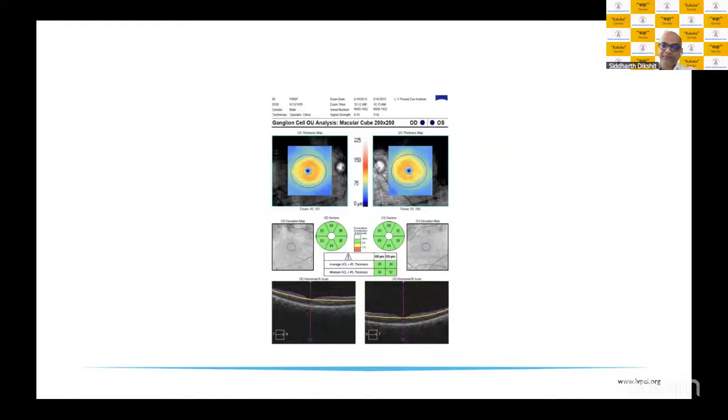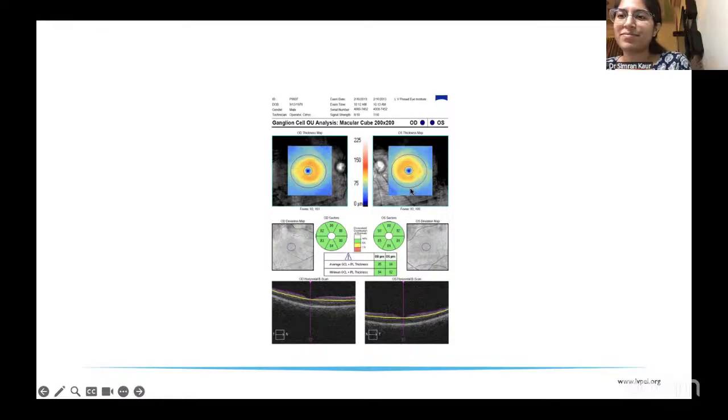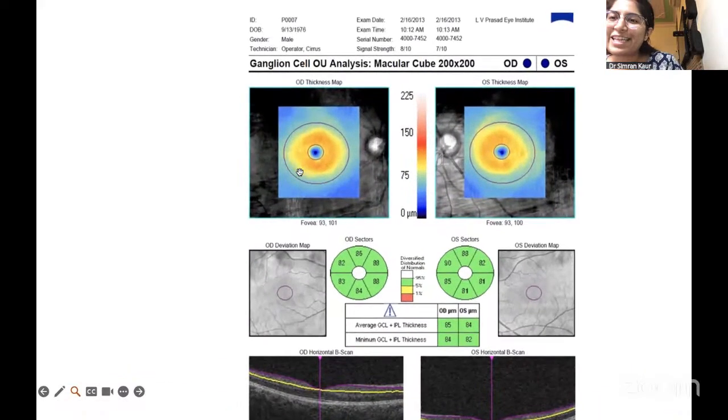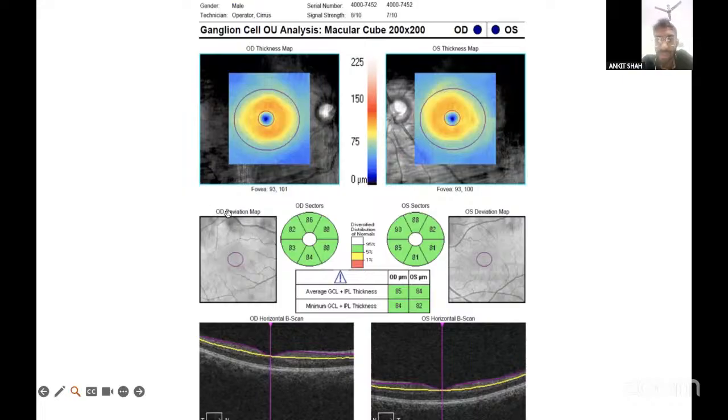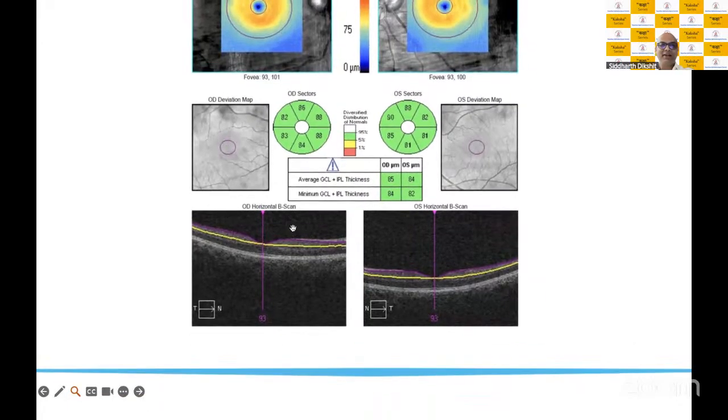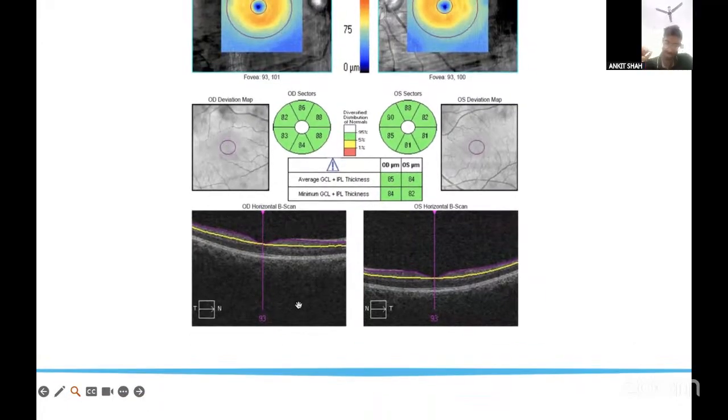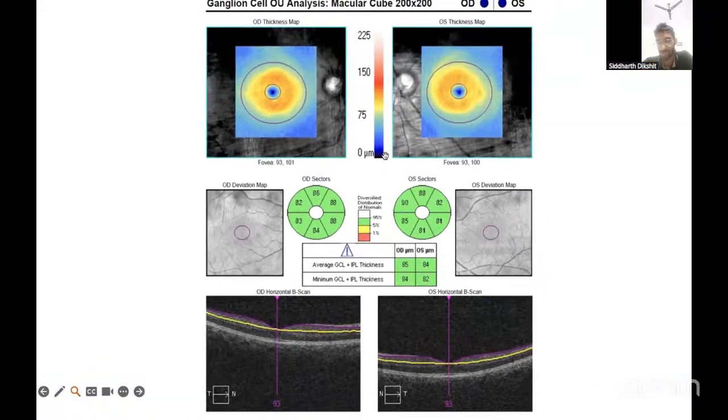Now, Simran, if you have listened to me, what is the first section on this GCA analysis map? What is this section? Sir, this is the thickness map. Absolutely great. Ankit, what is the next section that you're seeing? So this is the deviation map. Excellent. Simran, what is this that you're seeing? Sir, tomographs of the region. Correct. So these are the tomograms. And Ankit, what are these? Sir, these are quadrant maps.